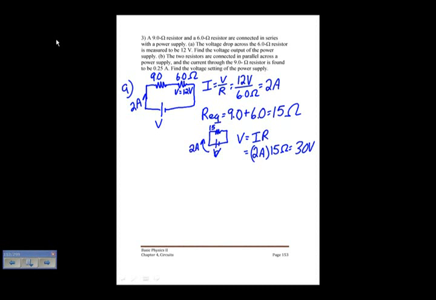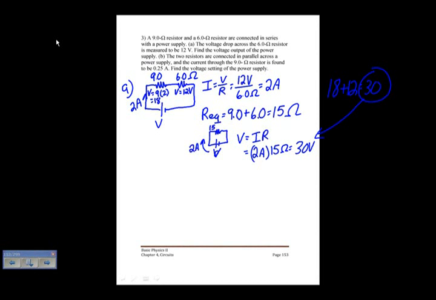Now notice that since we know our current is 2 amps, the voltage across this resistor is 9 times 2, which equals 18. And notice that 18 plus 12 equals 30. This number is the same as this number. 18 plus 12 is equal to 30.